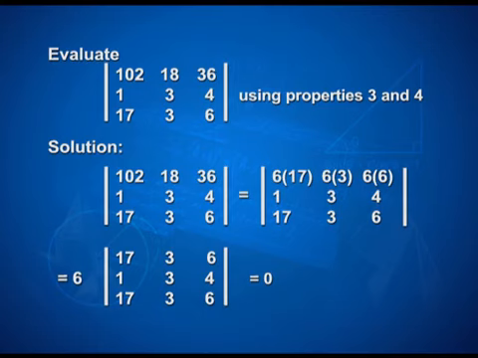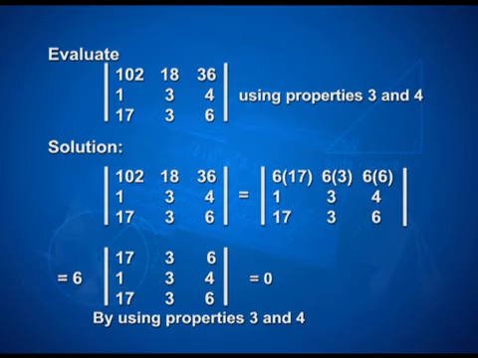Can you tell me why? Because here the property says, if we have two identical rows or columns, the value of the determinant is always 0. Here we have 17, 3, 6 as the first row, and 17, 3, 6 as the third row. They are identical.